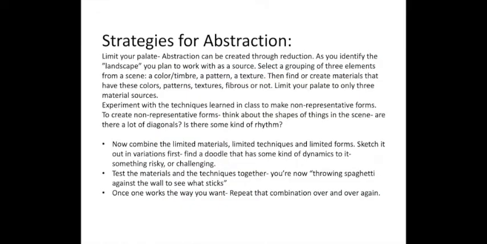Keys to success when working through abstraction. Limit your palette. Elegant abstraction is created through reduction. As you identify the landscape you plan to work with as a source for a project, select a grouping of 3 visual elements from a scene: a color, a pattern, a texture. Then find materials that have those colors, patterns, textures, fibrous or not. Limit your palette to only 3 material sources.